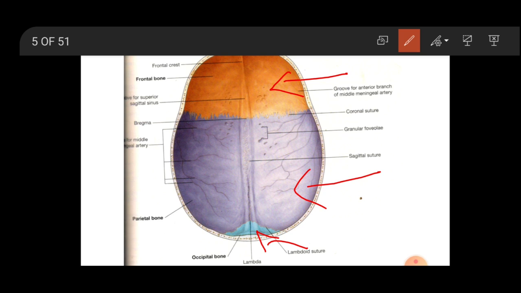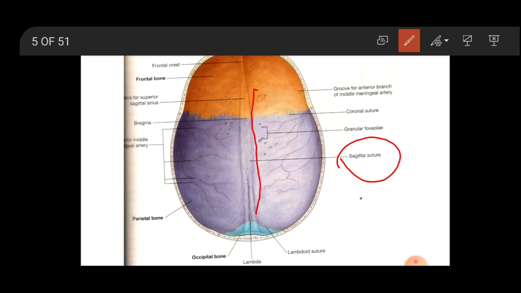So what are the features you see there? You see the sagittal suture in the midline. Then you have this groove for the superior sagittal sinus within that, and on either side these are the lips for the attachment of the falx cerebri. We will see what the falx cerebri is.